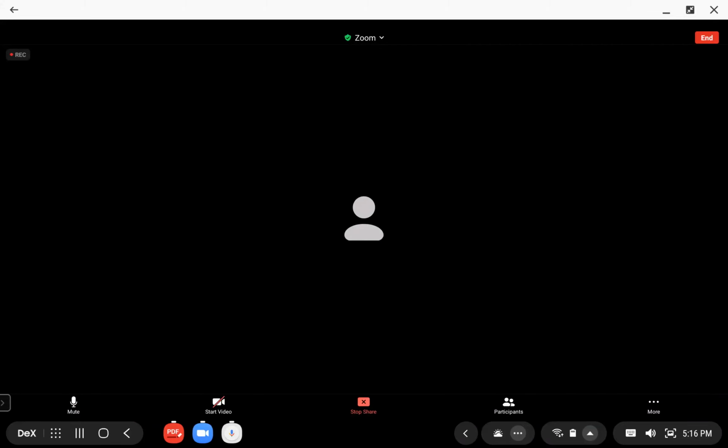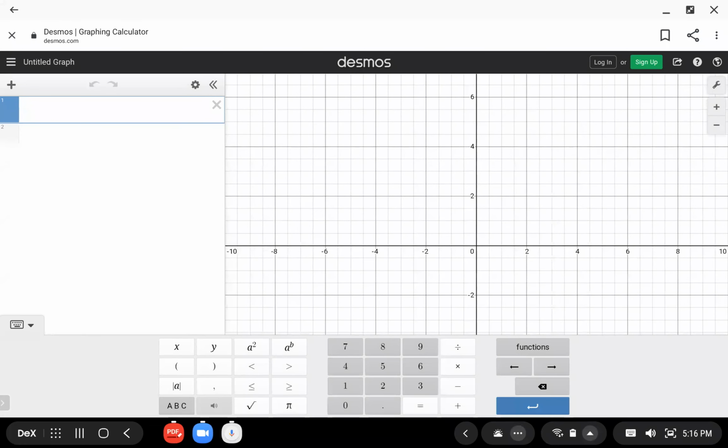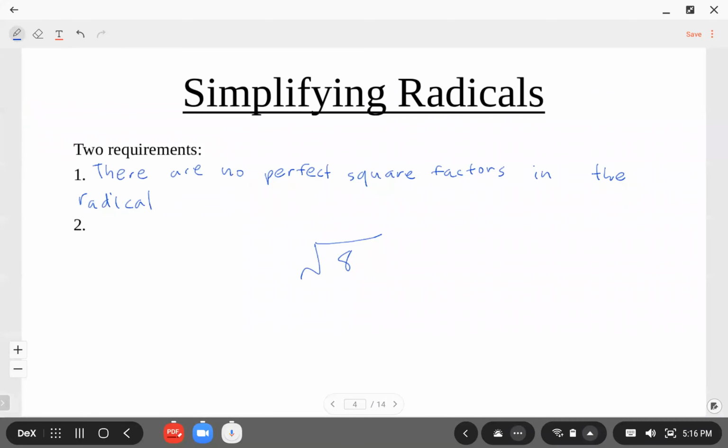Why are we talking about this? Okay, so this is not simplified because what is 8? It's 2 times 4, and 4 is a perfect square. That's a perfect square factor, and you can't have that in the radical. And there are no radicals in the denominator.